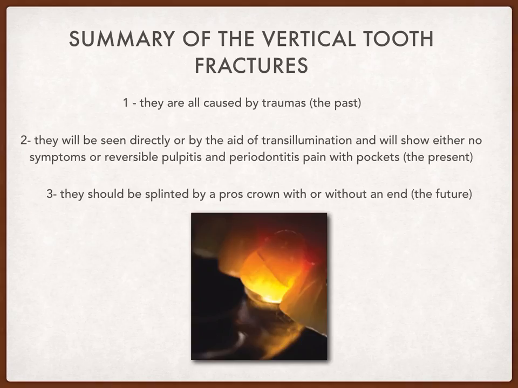So the summary of the vertical tooth fractures: they are all caused by traumas. This is, let's say, the past of them. They will be seen directly or by the aid of transillumination and will show either no symptoms or reversible pulpitis and periodontitis pain with pockets, possibly. And this is the present, the signs and symptoms of them.